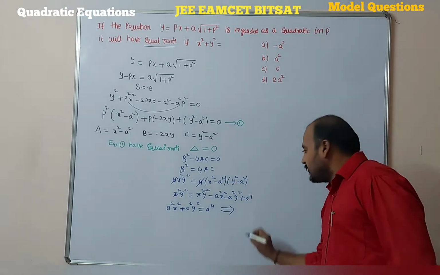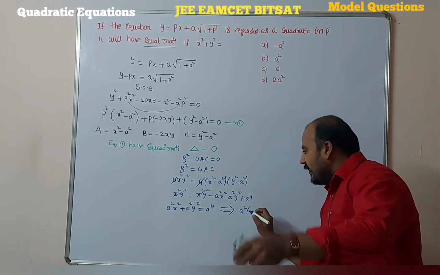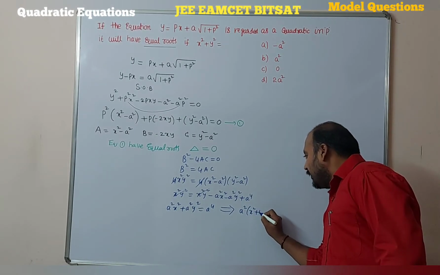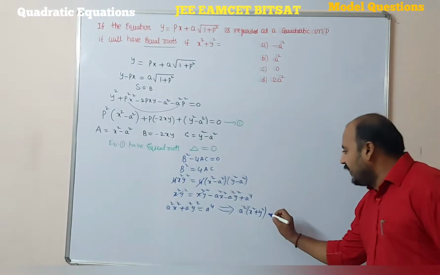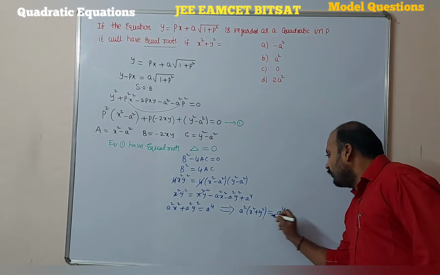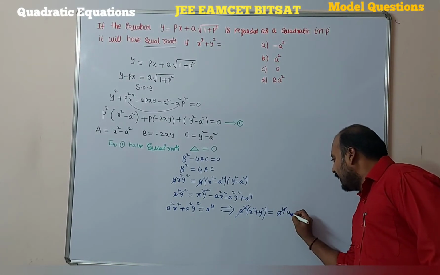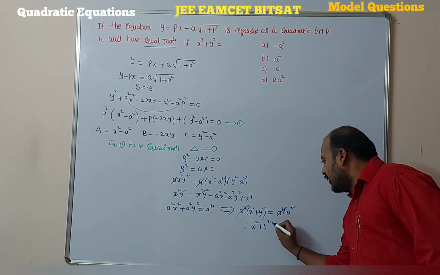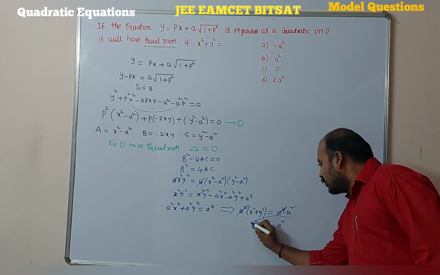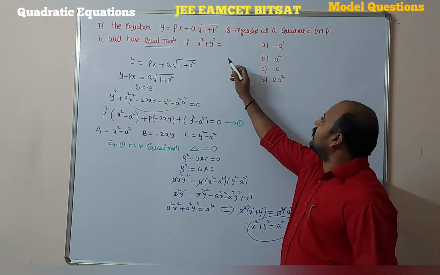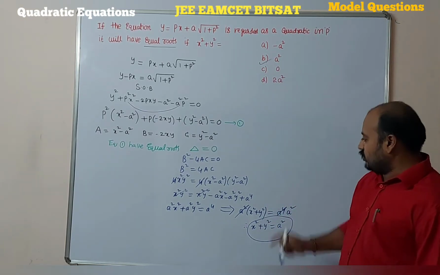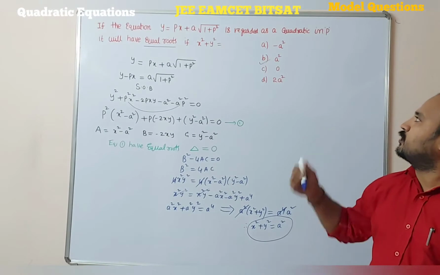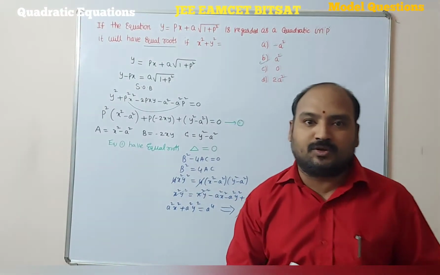That implies a² taken common from the LHS: a²(x² + y²) = a⁴. Both sides a² will be cancelled. Therefore x² + y² = a². That's what they are asking. The value of x² + y² equals a², which is there in the second option. We'll move on to the next question.